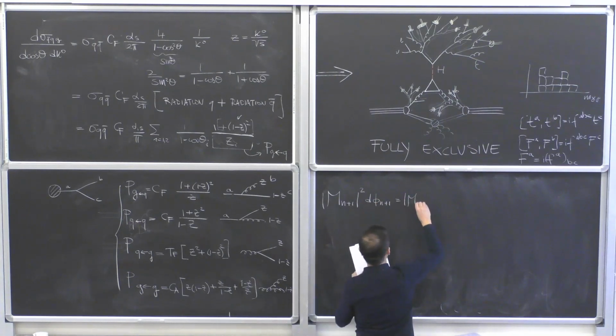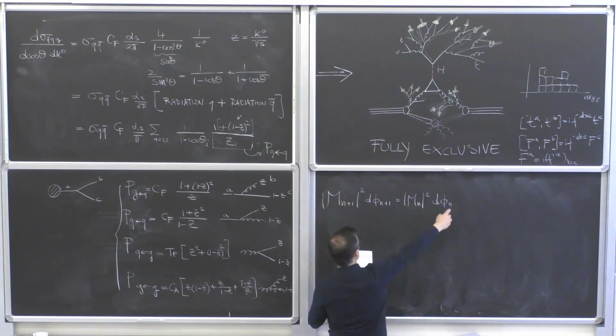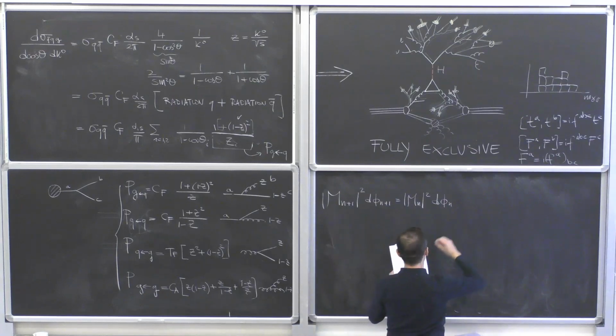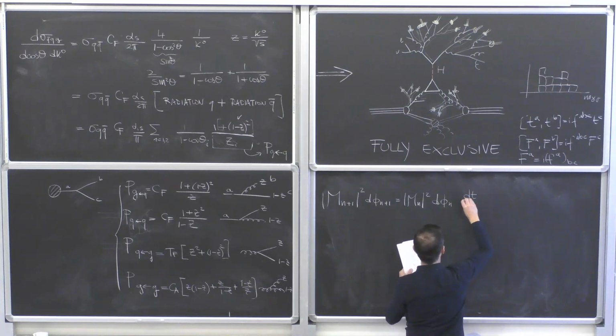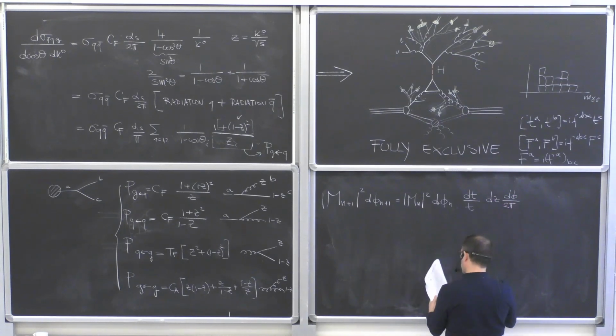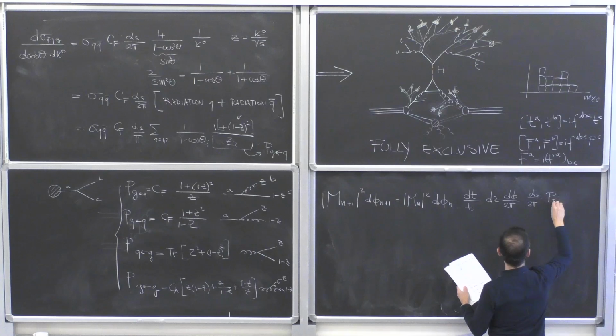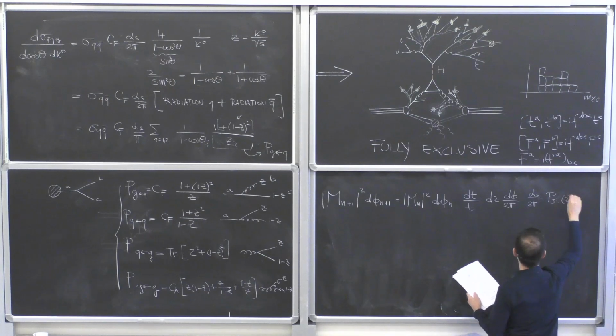So I can always write at the square level, right? This is the hard part, right, with respect to a given scale. And this is dt over t. I will tell you what t is. d phi over 2 pi, alpha_s over 2 pi P_ji of z.